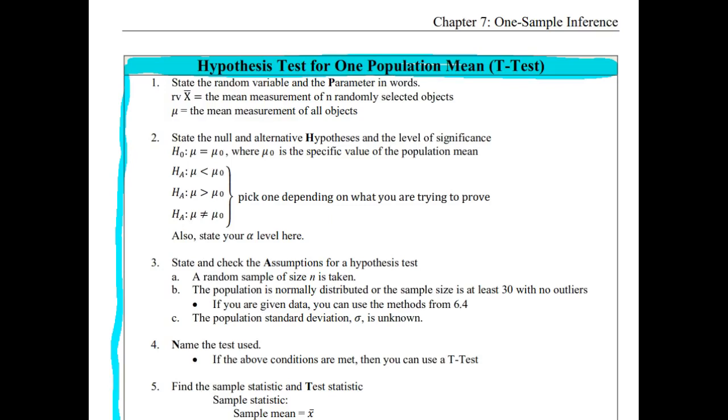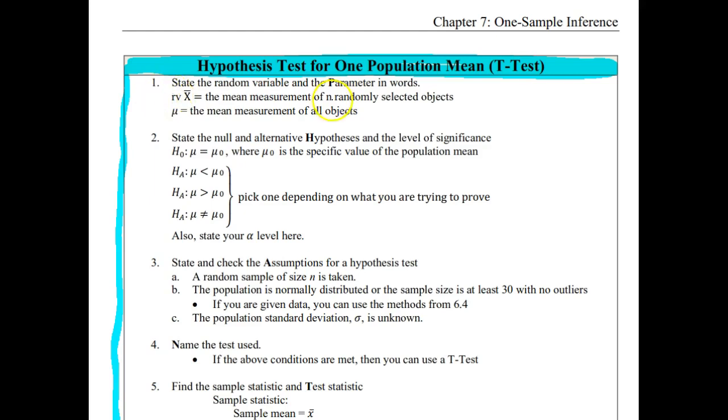All right, so this next page outlines the steps for a hypothesis test for one population mean using the t-test in general, and then we're going to walk through a couple examples with more specifics. But again, we're going to use the same steps we did in the last section, using the acronym PHANTOMS to keep all those steps in order and so that we don't forget any.